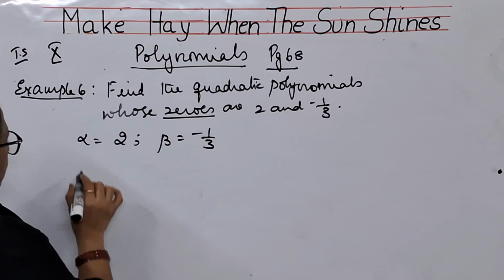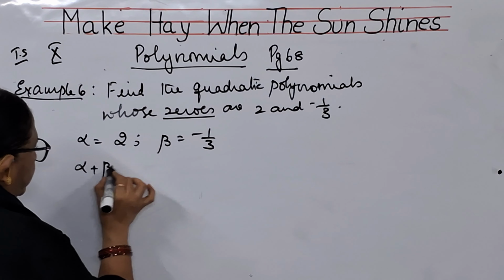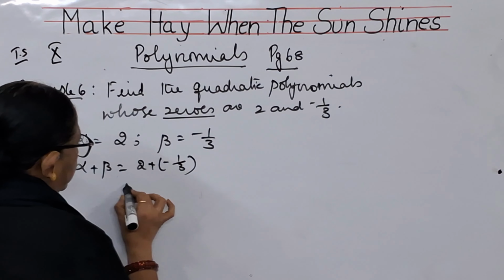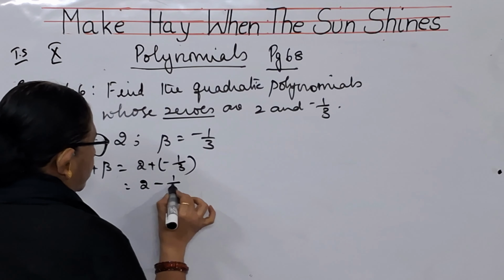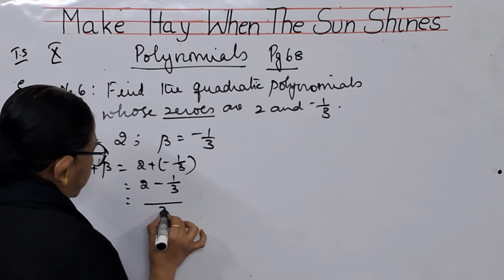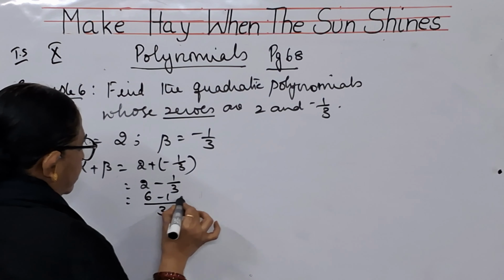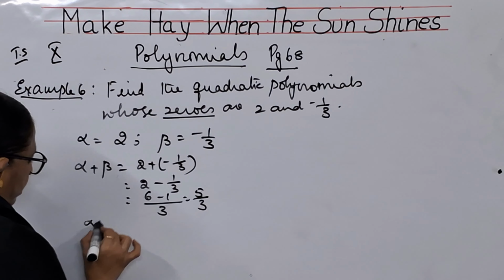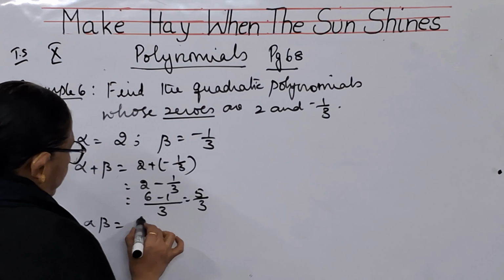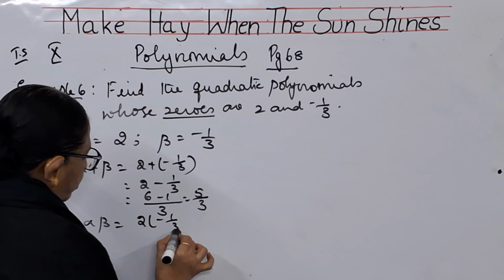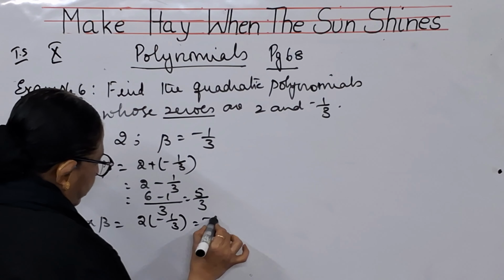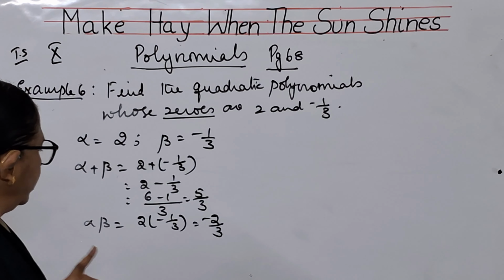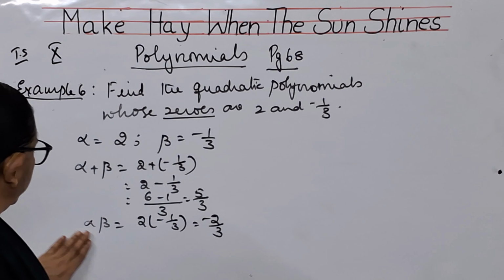So first, what is your task? Go for alpha plus beta. 2 plus minus 1 by 3. That means 2 minus 1 by 3. So take LCM 3. That is 6 minus 1. 5 by 3 is alpha plus beta. Alpha into beta is 2 into minus 1 by 3, that is equal to minus 2 by 3. So alpha plus beta you have got, alpha into beta you have got.